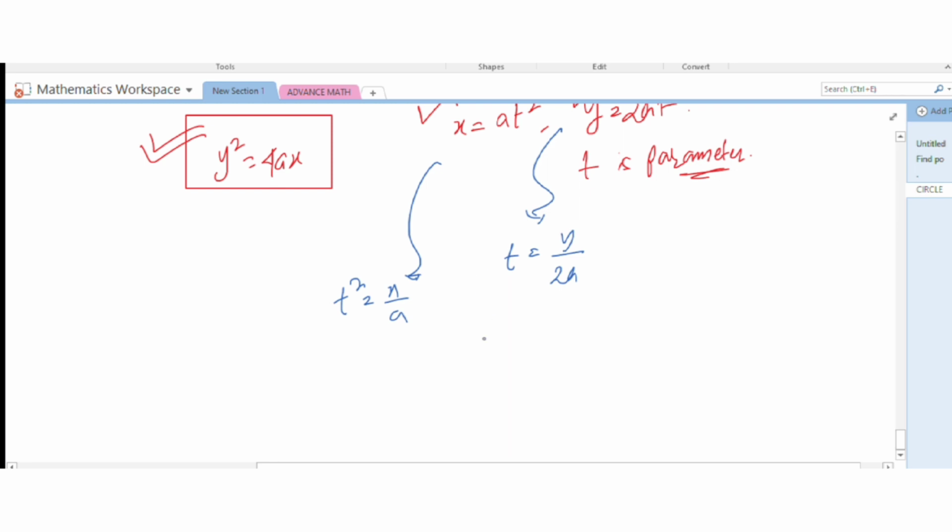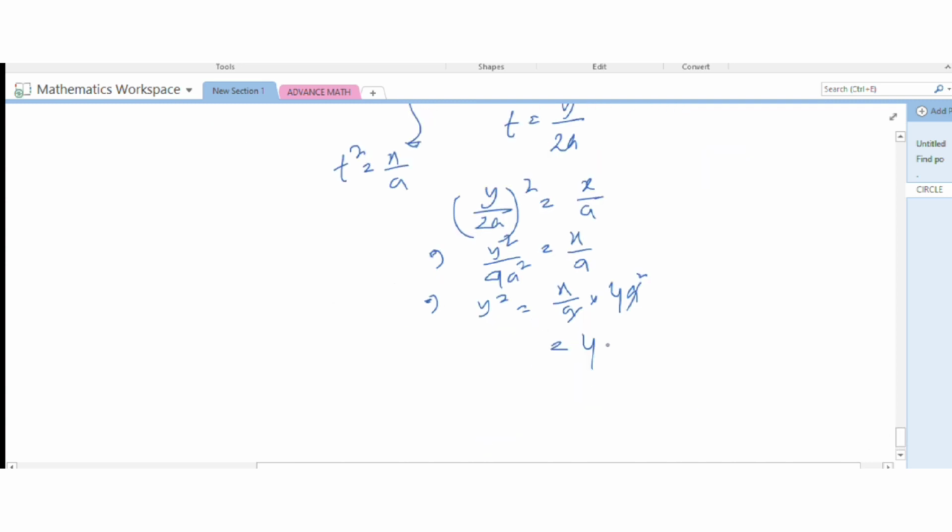Now after eliminating t, we can say that (y by 2a) whole square must equal x by a, or y square by 4a square equals x by a, or y square equals x by a into 4a square. So a will cancel out, and we get 4ax. So y square equals 4ax. This is how we can say that this is the parametric equation of the parabola.